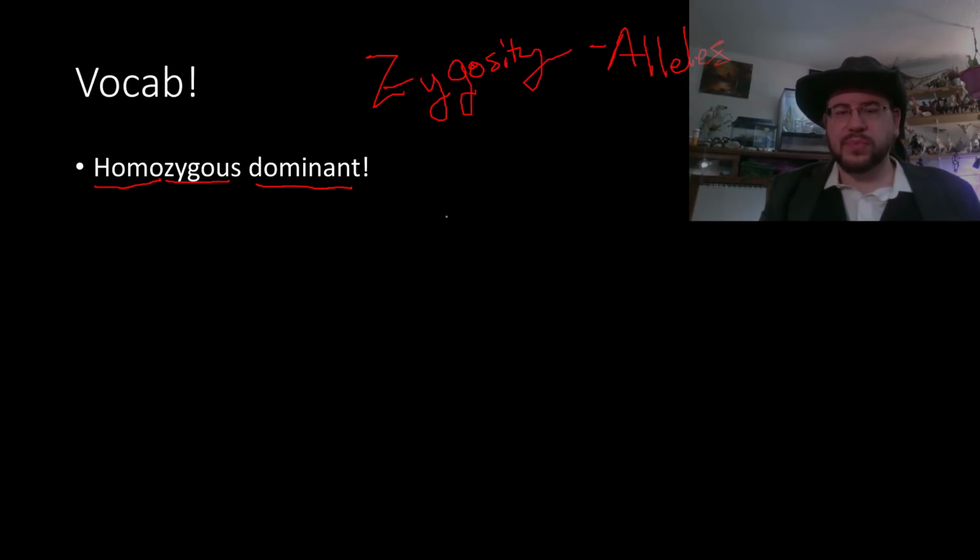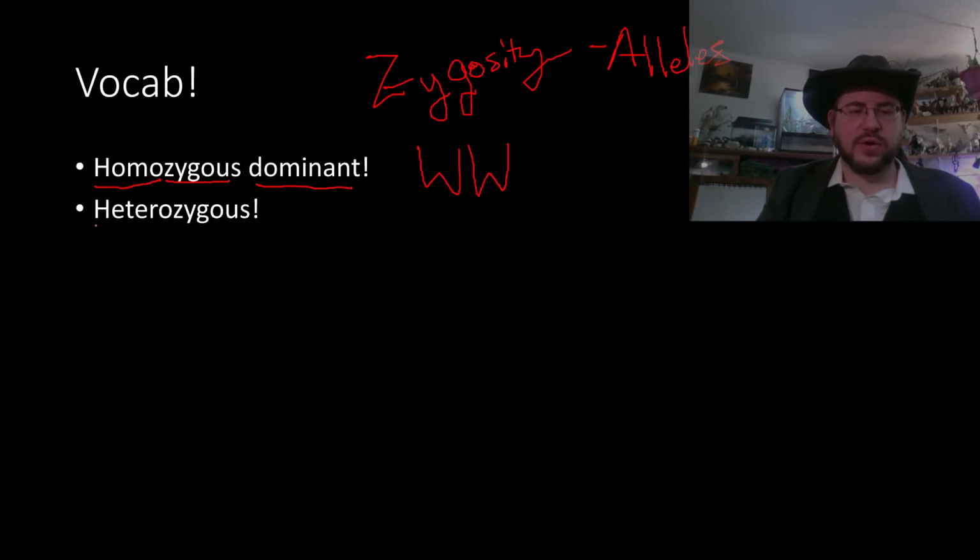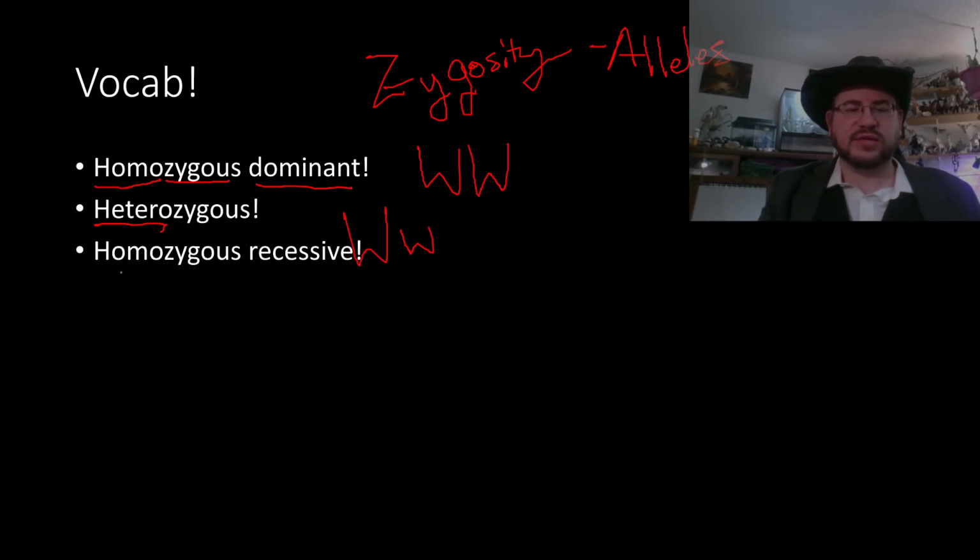Homo, being Latin for the same. So if they are homozygous dominant, it is two dominant alleles. However, if you are heterozygous, hetero is different. So if you are heterozygous, you have a dominant and a recessive allele, leaving only one other option, homozygous recessive. There's that prefix homo again, and it's telling us that they are recessive, so you have two recessive alleles, right? There we go.